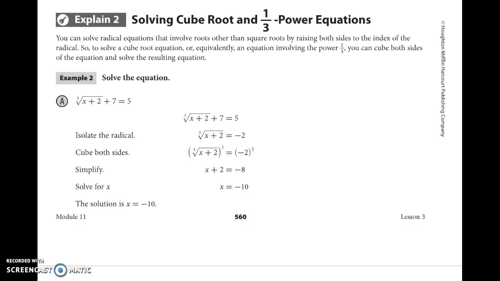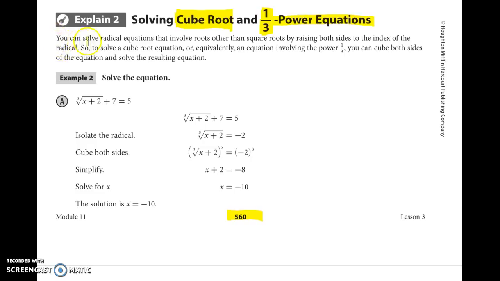Okay, so I'm going over module 11.3, explain 2, and I'm on page 560. So we're going to go over solving cube roots and 1/3 power equations. So remember that 1/3 power and cube roots are the same thing. They're just written in different formats.